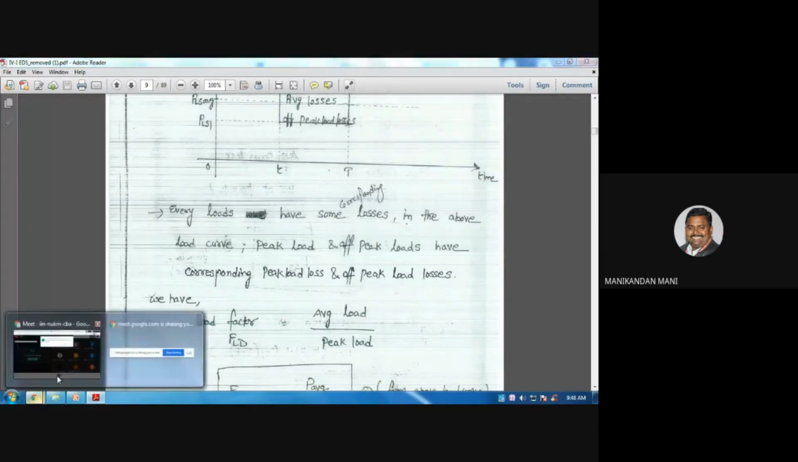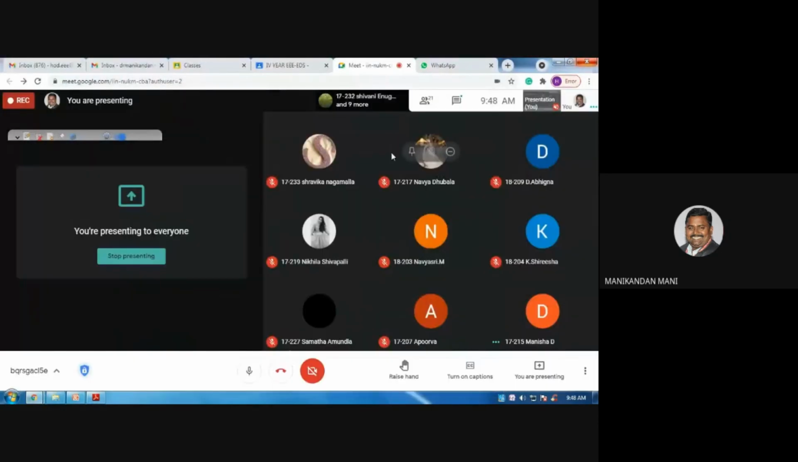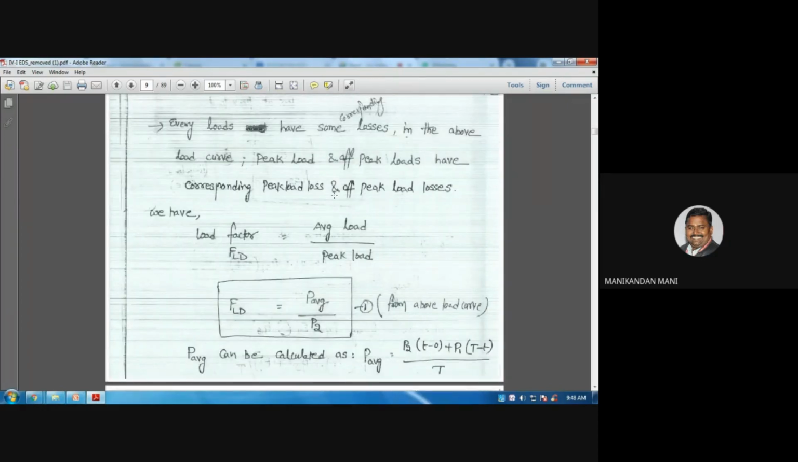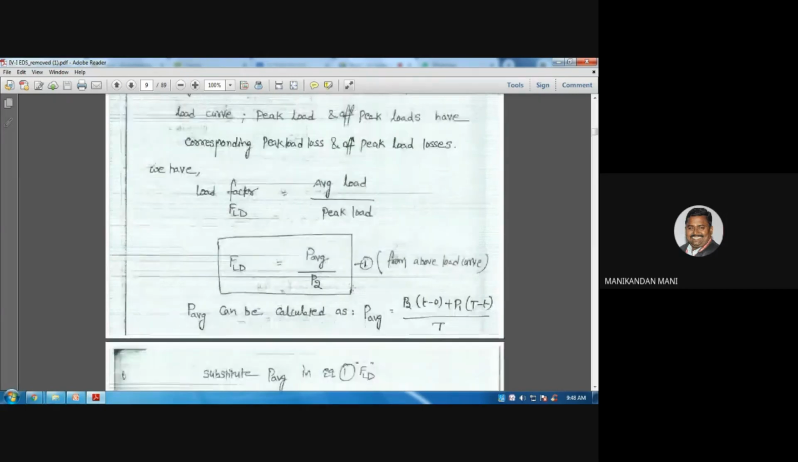Once again, every load has some corresponding losses in the above load curve. So the peak load and off peak load have corresponding peak load losses and off peak load losses. Now the load factor formula: the load factor is equal to average load divided by peak load, right? The average load is denoted by P average, and the peak load is denoted by P2. So this is equation 1.